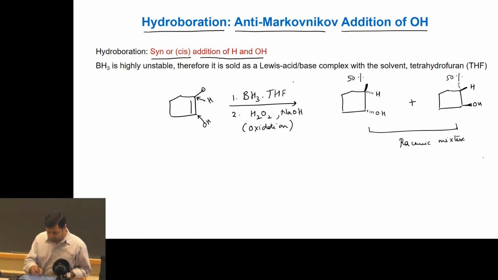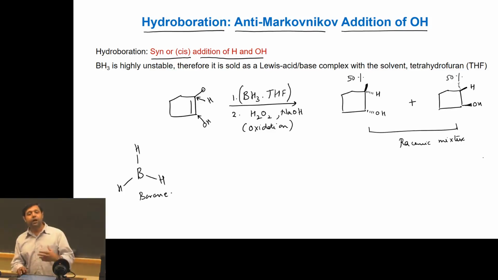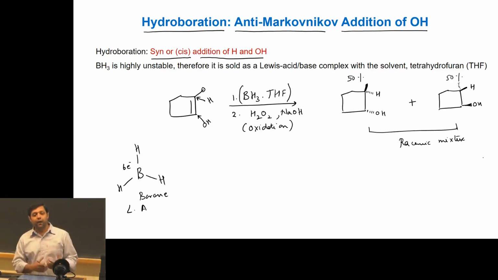So let's now look at what is BH3THF. That is the key reagent in this reaction. BH3 is borane. This is the structure of BH3. And as we have learned with boron compounds in chapter 2, they have incomplete octet. Boron forms only 3 bonds, that is 6 electrons. So it's an exception to the octet rule. Therefore, boron compounds are good Lewis acids. They can accept a pair of electrons.